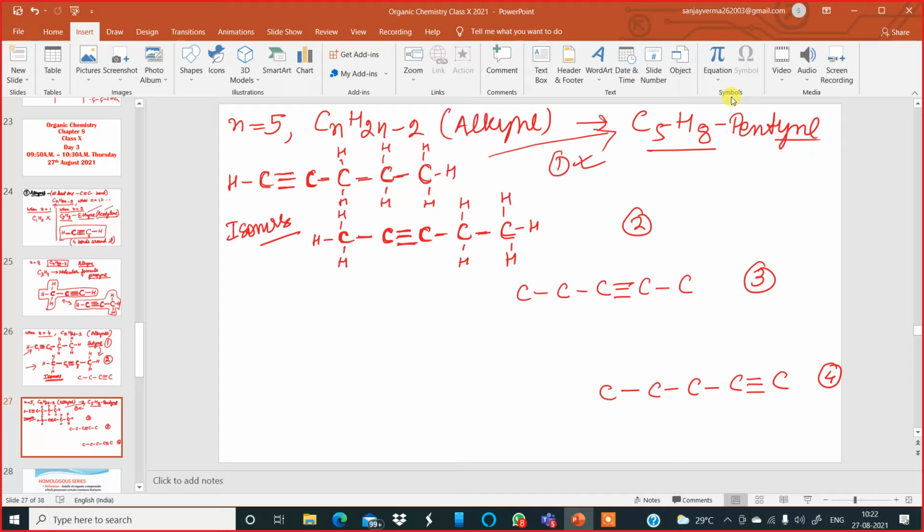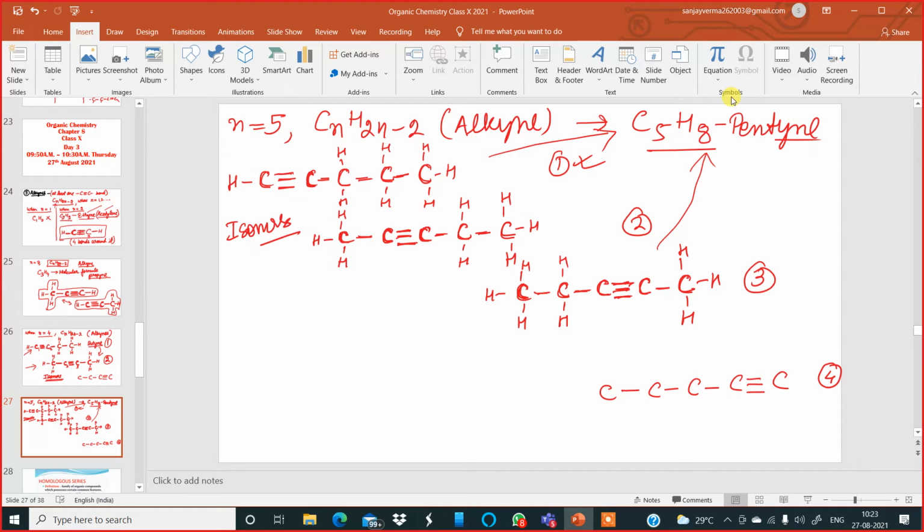Now look at the third one. The first carbon needs 3 hydrogens. The second carbon needs 2 hydrogens. The third carbon doesn't need any hydrogen. The fourth carbon doesn't need any hydrogen; it already has 4 bonds. And the last carbon needs 3 hydrogens. Now count the total number of hydrogens. Is it coming to 8? Is it obeying this?